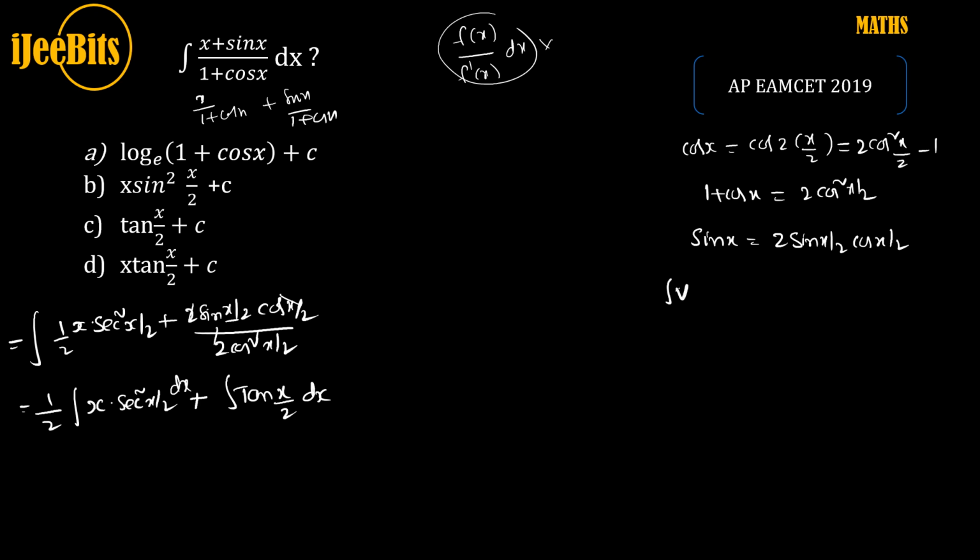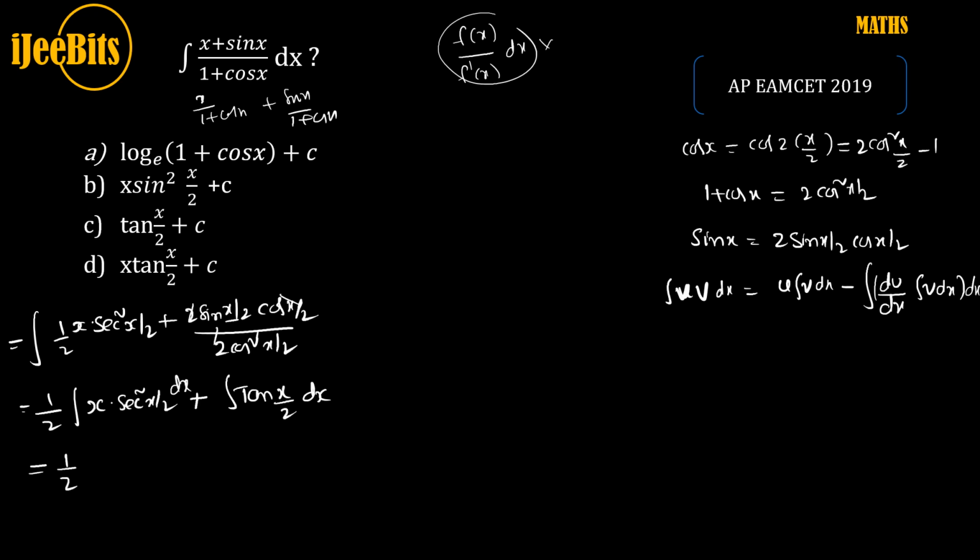Integration of UV dx. What you're saying is: choose this as the first function, this as the second function, and then u integration of v dx minus integral of du by dx integration of v dx, the whole part dx. Correct? This formula will apply here. Once you understand the formula, what is the big deal? You should be able to do that.